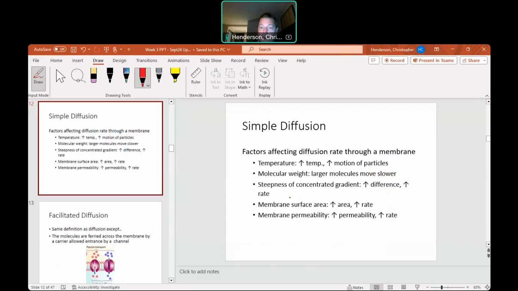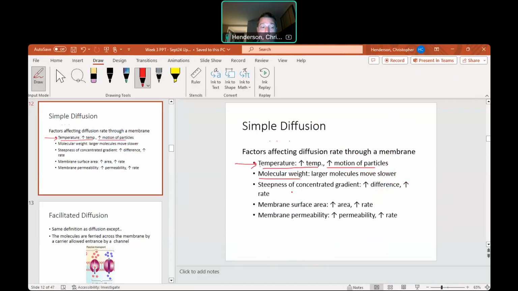There are some factors that affect simple diffusion, and this makes sense if you know that diffusion is just movement of particles. So what is temperature? Temperature is the speed limit of stuff. If something's cold, it's moving slowly. So the particles move very slowly. If it's warm, things are going to move faster. So temperature goes up, motion of particles goes up. Temperature goes down, motion of particles goes down.